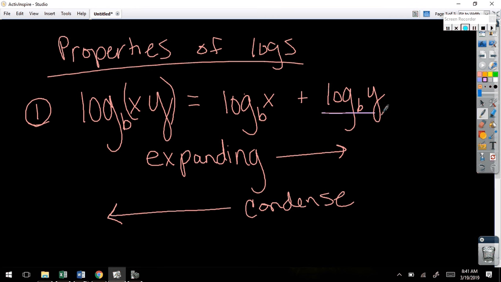Well, you have to split it up, each one of them having a log. So it'd be log base b of x plus log base b of y. You can't just do log base b of x plus y. You actually have to write the log twice.